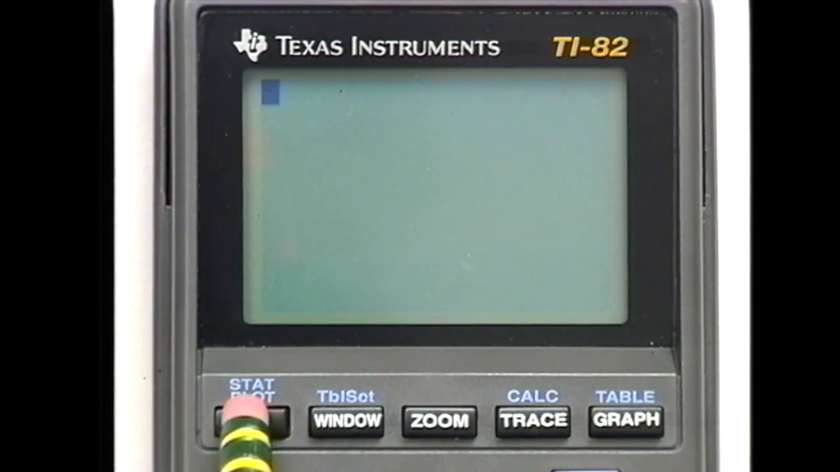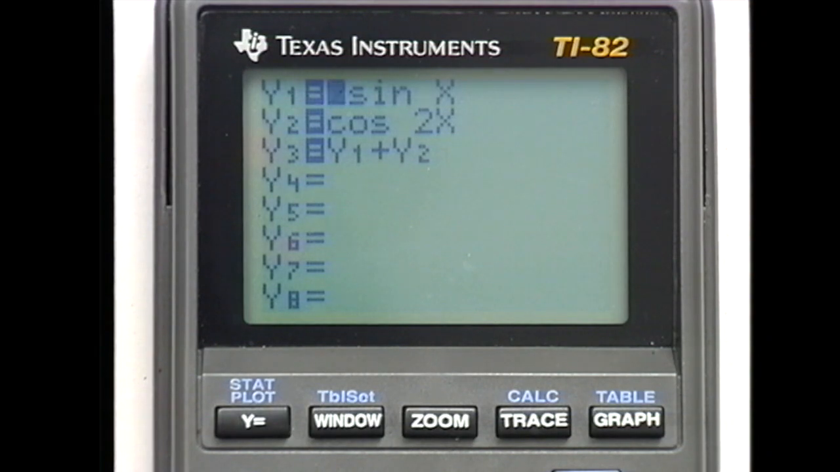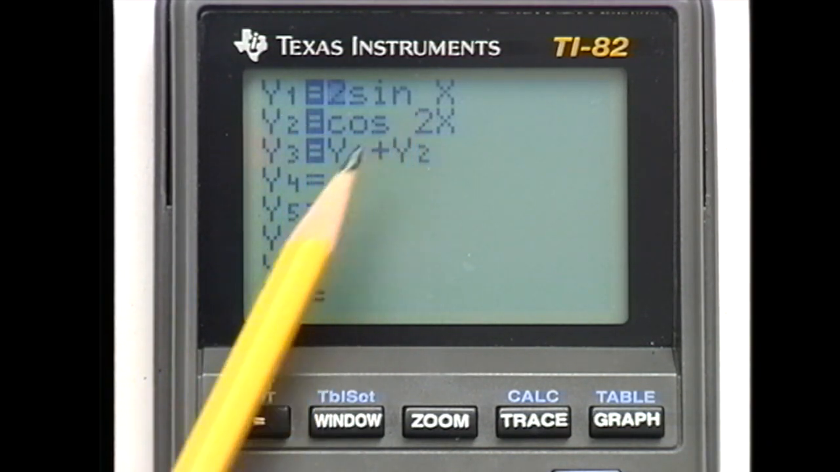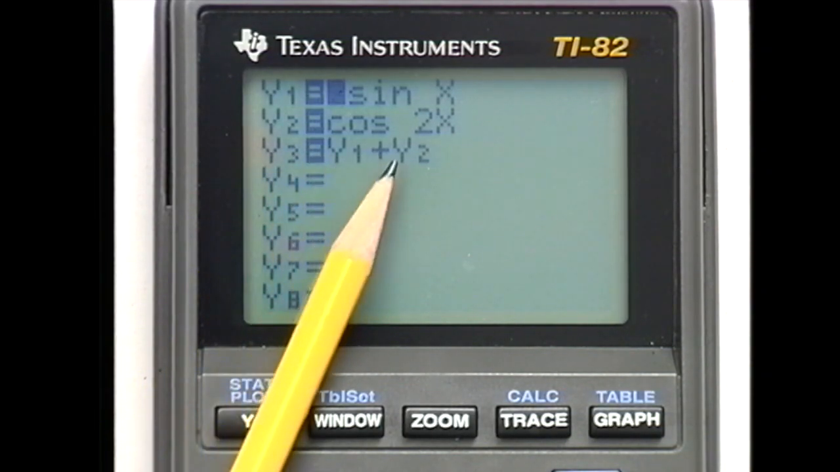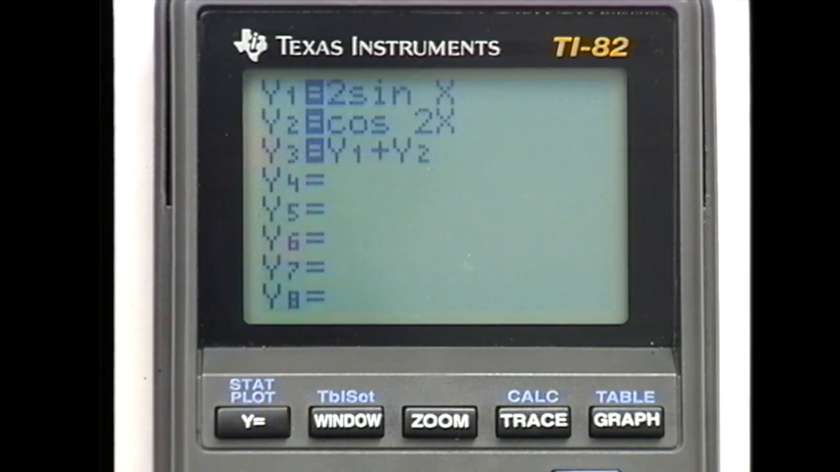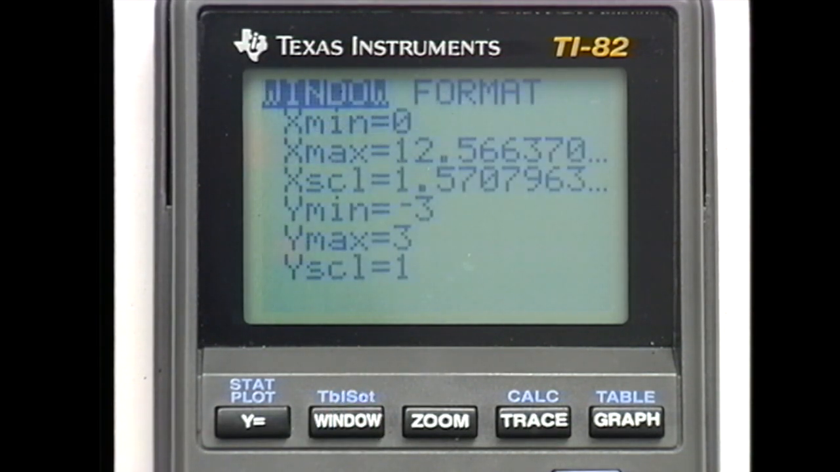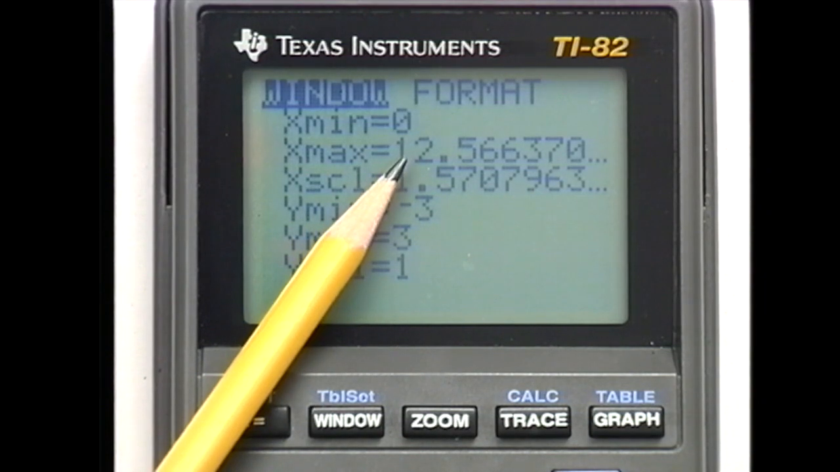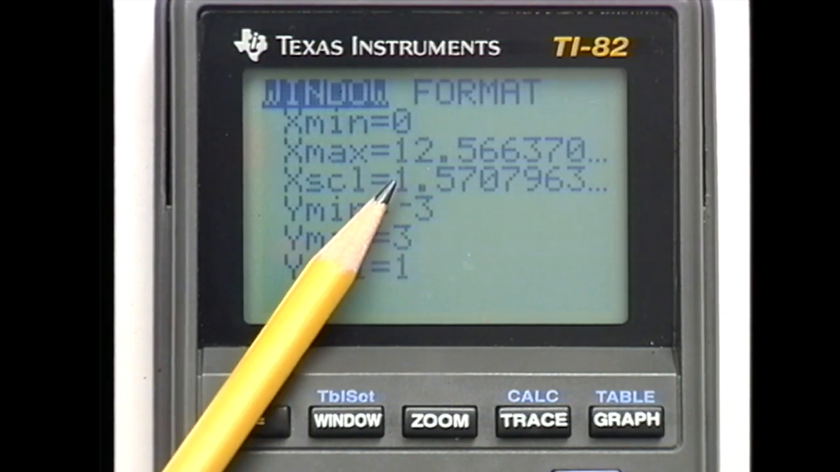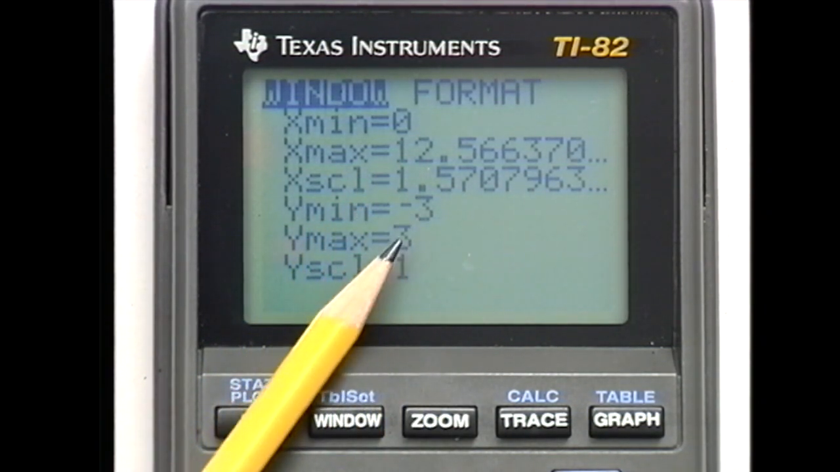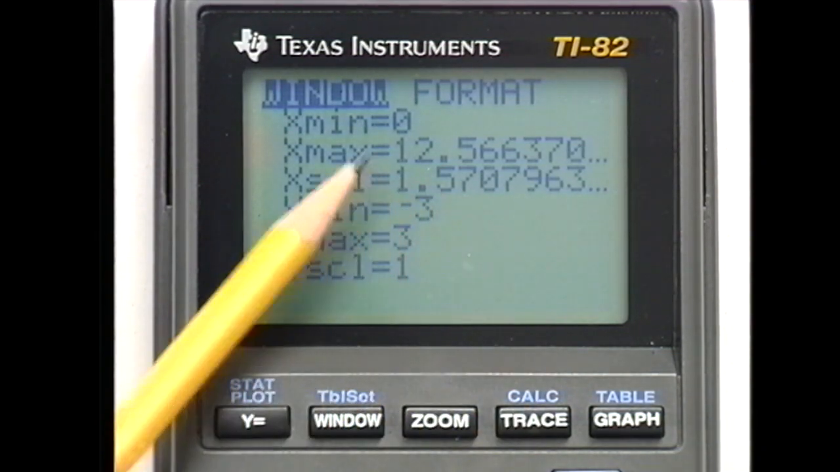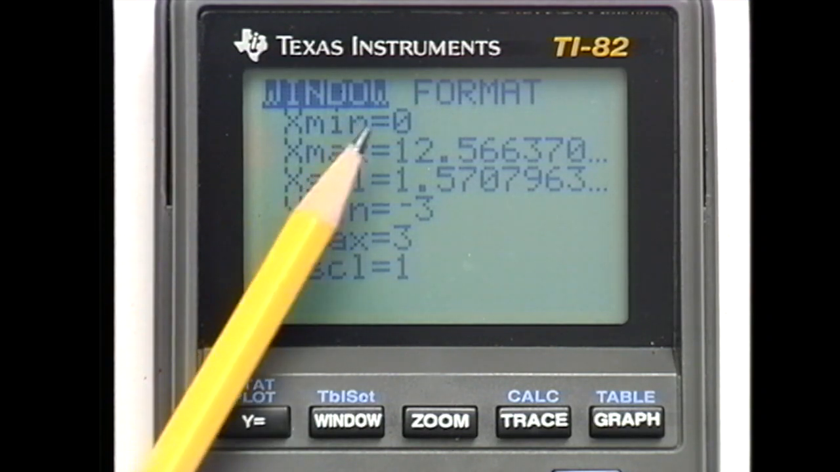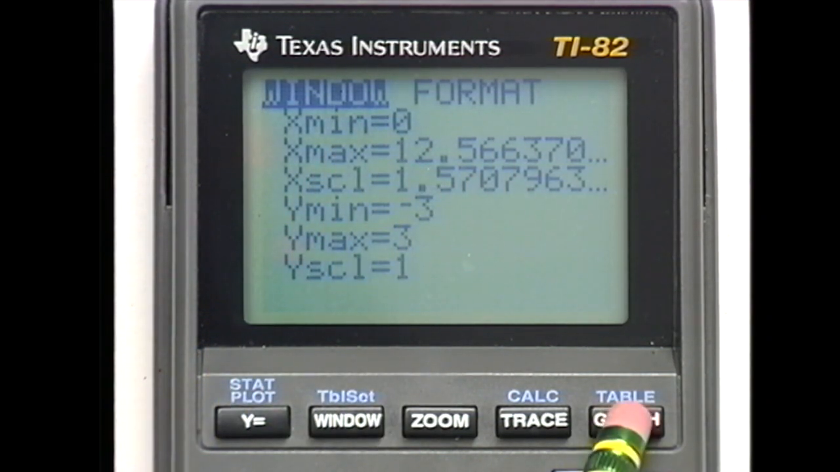Let me show you how I have the y variables set up. First of all, y1 is 2 sine x, y2 is cosine 2x, and now I put y3 is y1 plus y2, because that's what I'm doing, isn't it? Adding those y coordinates. Look at my window. I'm going to have x go from 0 to, this is 4 pi in increments of pi over 2. Y is going to go from -3 to 3 in increments of 1. So I'm in my radian mode, so I put in for x maximum 4 times pi, and it gave me that decimal. Let's take a look at the graphs.